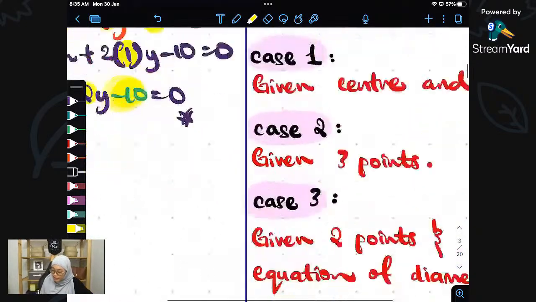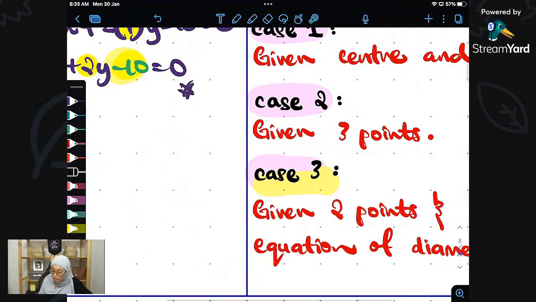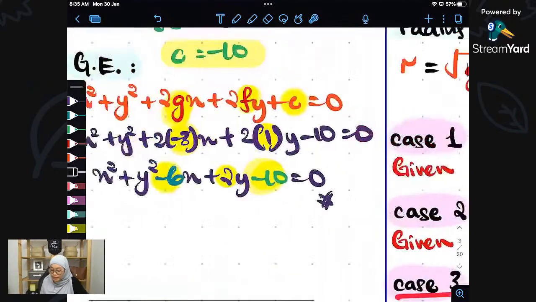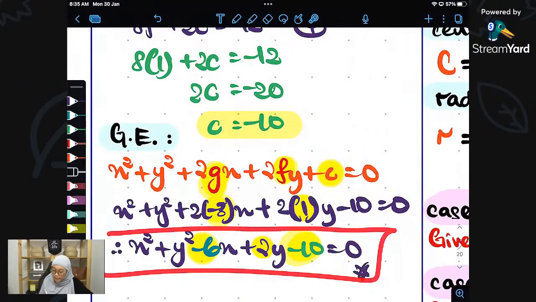3. As I said, case number 3, it is given to us 2 points and the equation of a diameter line. So that is how it is when we have 2 pieces of information in the question: one diameter line, and the other 2 points, point A and point B. So this is how we solve it.